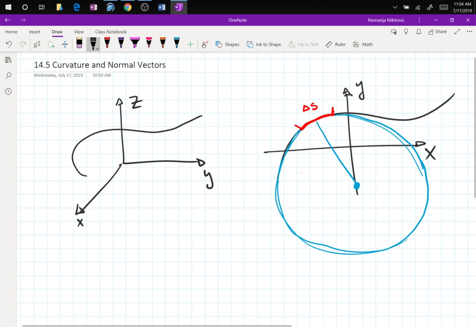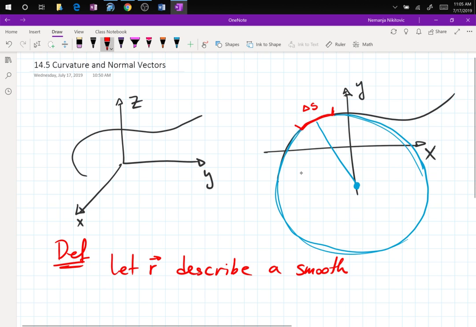So now let's define curvature. So let R describe a smooth parametrized curve. Note that the dimension is not given. So let R describe a smooth parametrized curve.